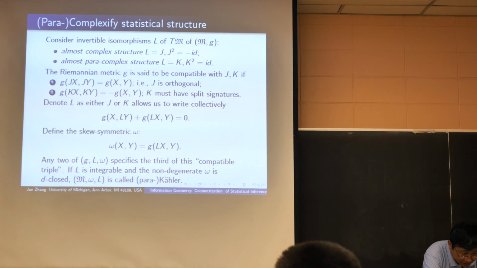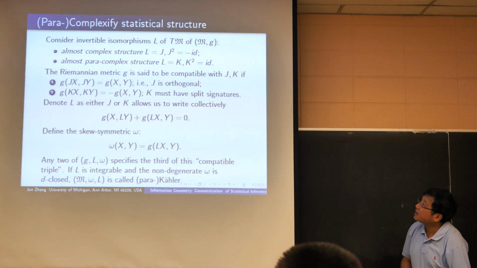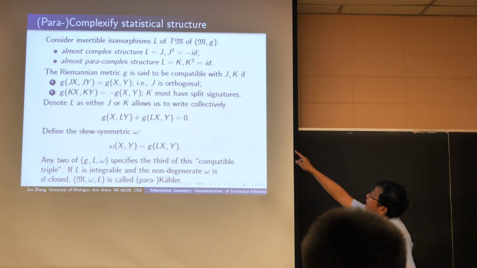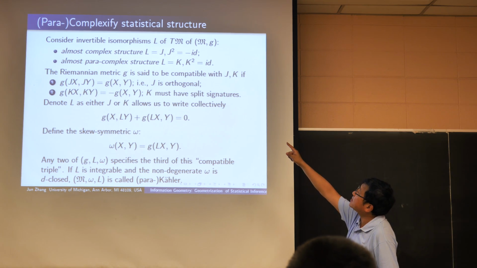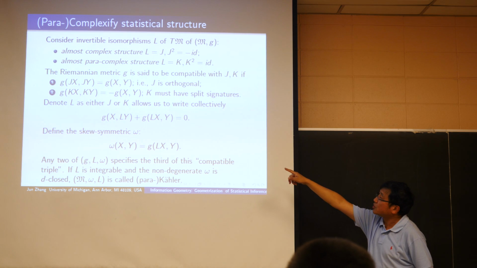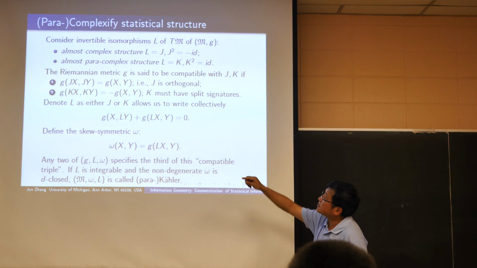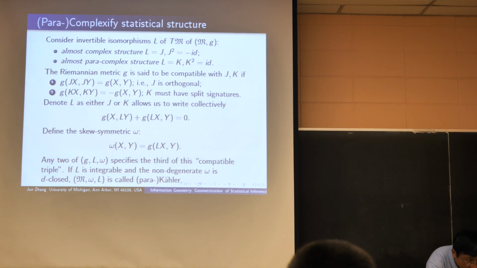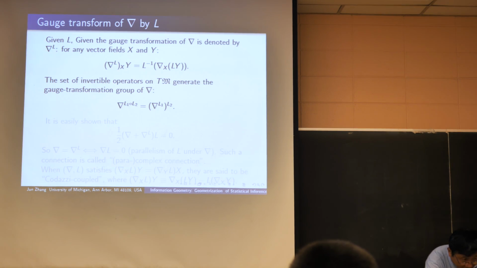So we also extend this to be compatible with Kähler and para-Kähler geometry. Here, J squared is minus identity. This is an almost complex structure. L squared is identity. This is a para or split complex structure. And then they satisfy this compatibility condition. So these are definitions.